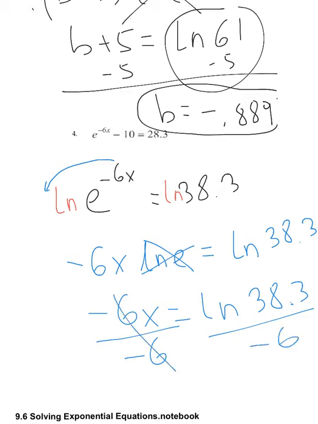So if you type this in a calculator, please type ln, open parentheses, 38.3, close parentheses, divide by negative 6. I have a TI-84, you don't have to do it that way. My calculator says x is approximately negative 0.608. So the answer is negative 608 thousandths.